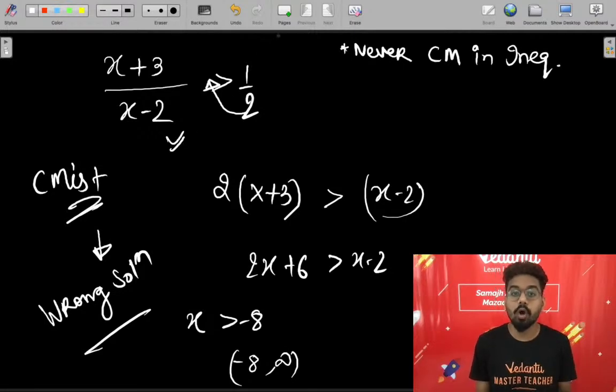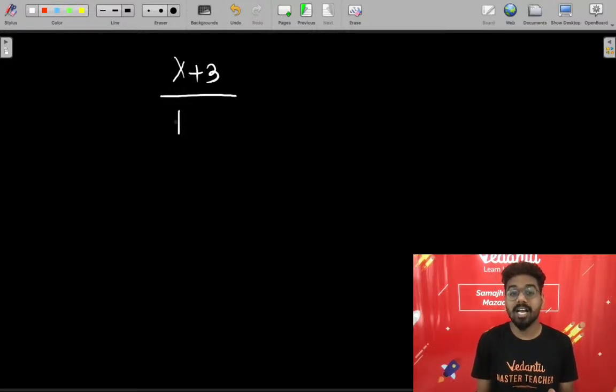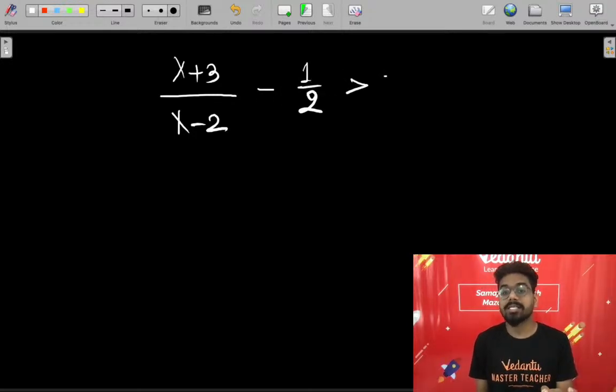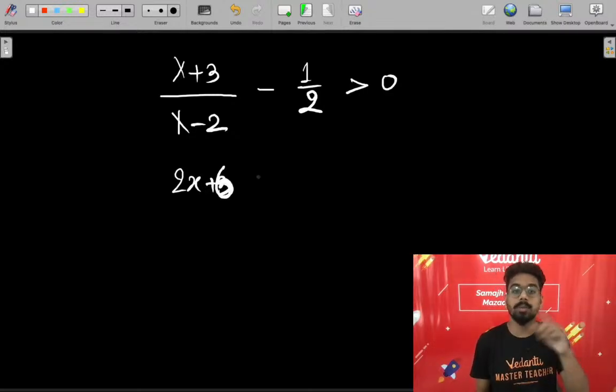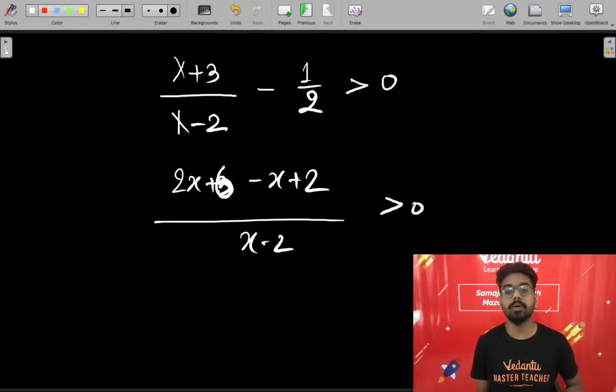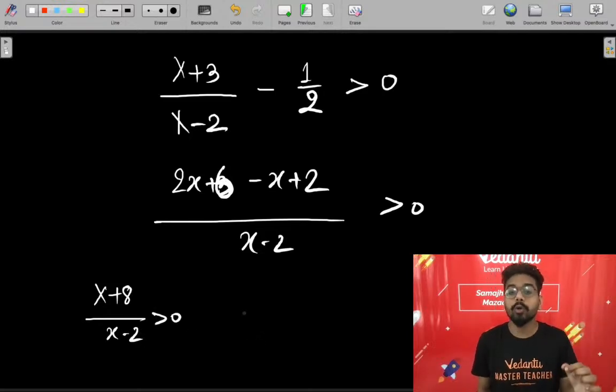Did you understand? So what you should always do is make your RHS equal to 0. If you have attended the wavy curve method session, always make RHS equal to 0, and this will not change sign if you add or subtract something. Now you can take LCM and solve. You will have 2x plus 3, 2x plus 6 cross multiply, minus x plus 2 upon x minus 2 greater than 0. The final inequality that you will have is (x plus 8) upon (x minus 2) greater than 0. And now you will solve.